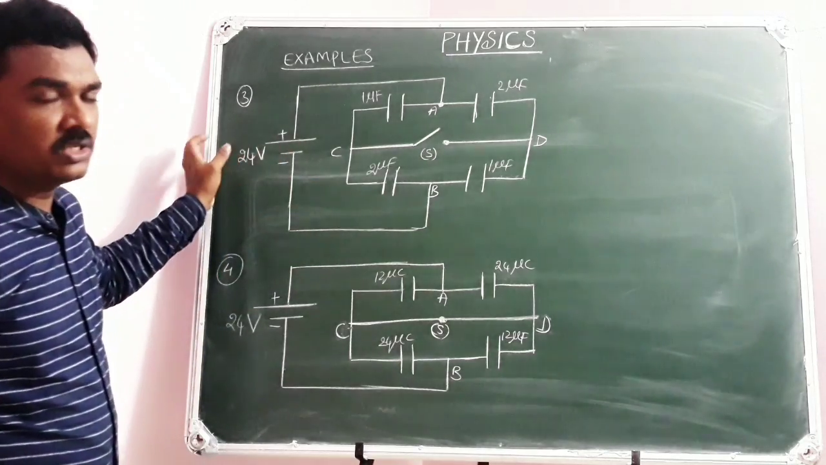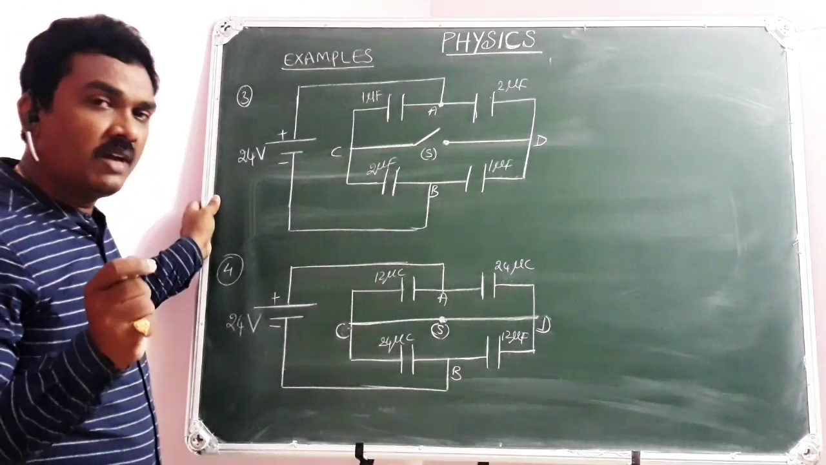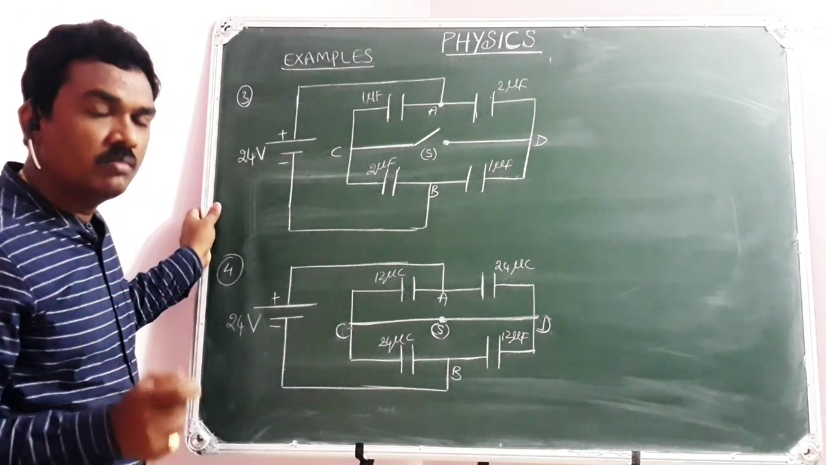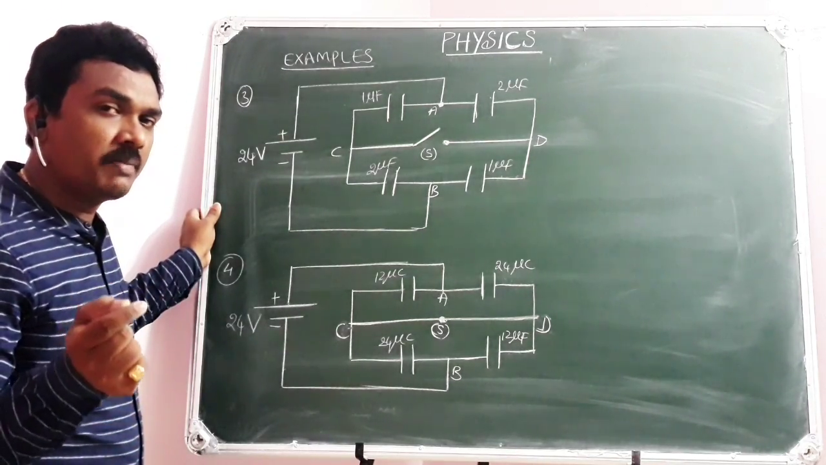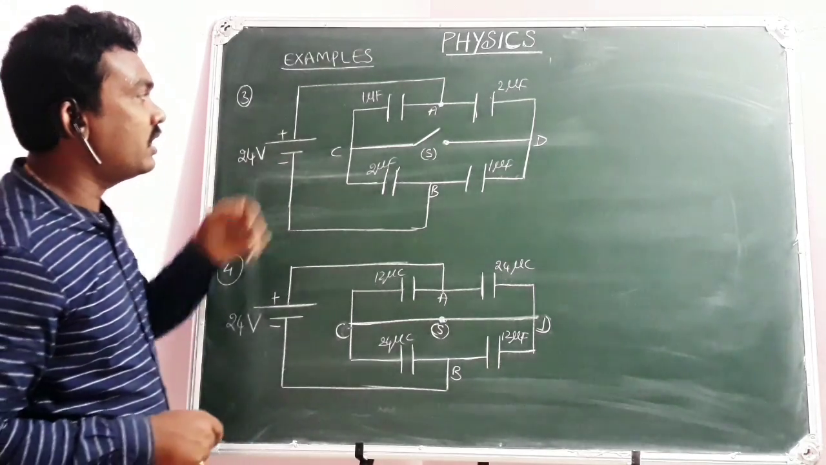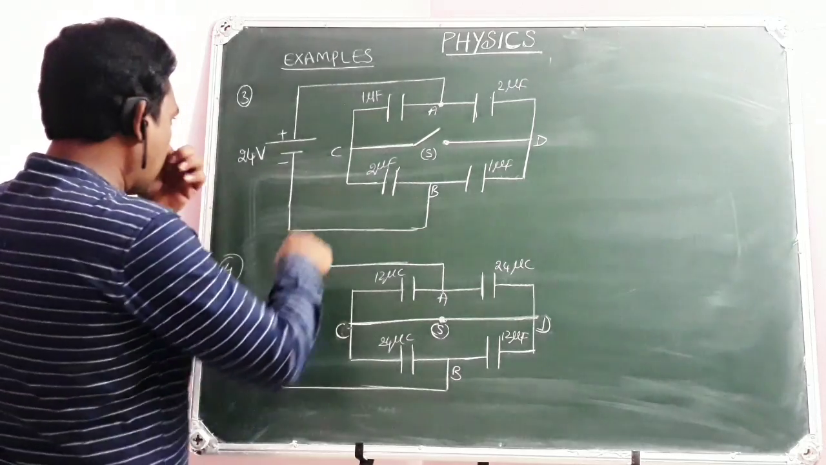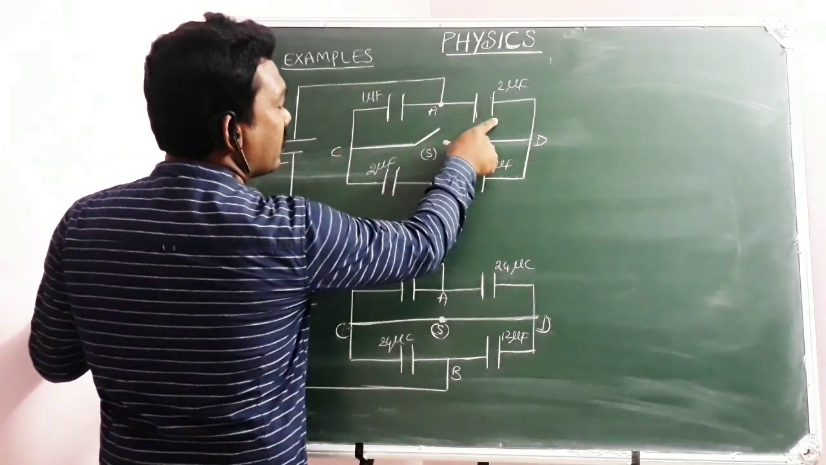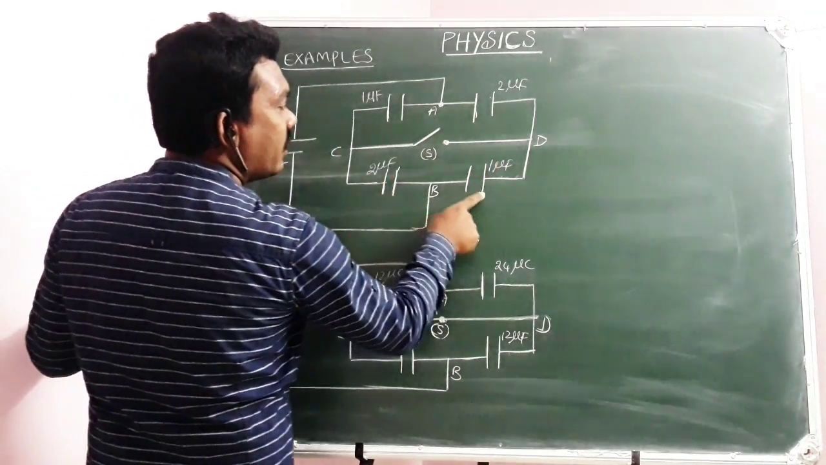Here in this particular question, you can calculate the equivalent capacity in the electric circuit and also the charge on every capacitor. But just before going further, try to observe the electric circuit once. There are 4 capacitors: 1 microfarad, 2 microfarad, 2 microfarad and 1 microfarad.